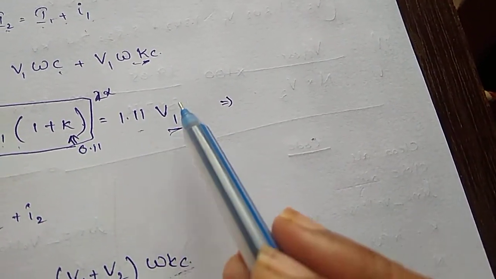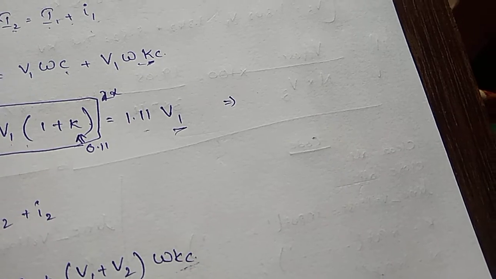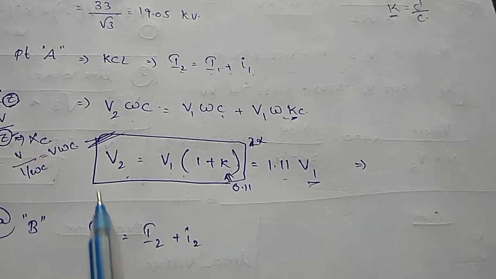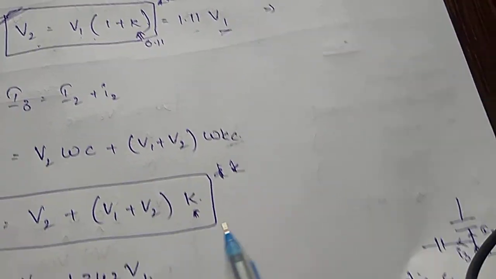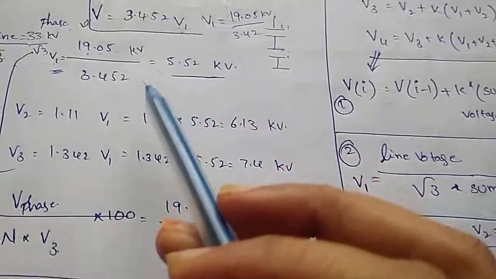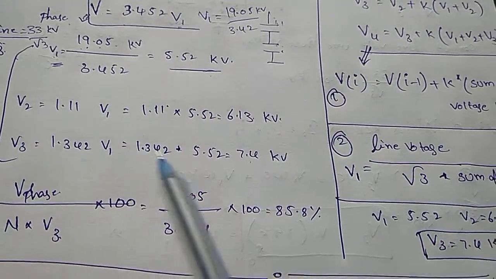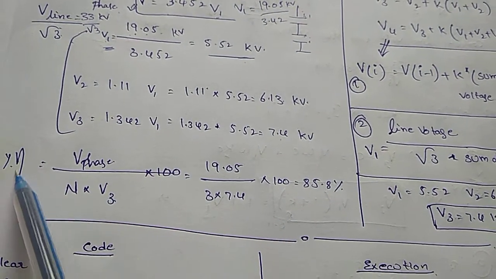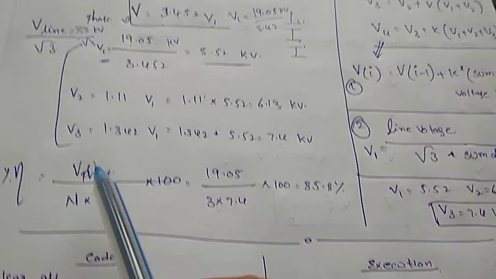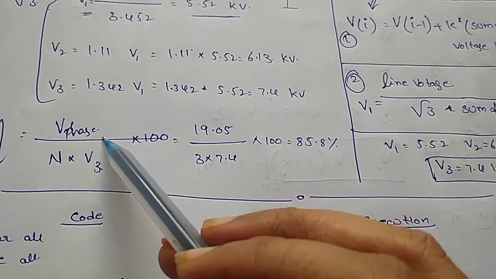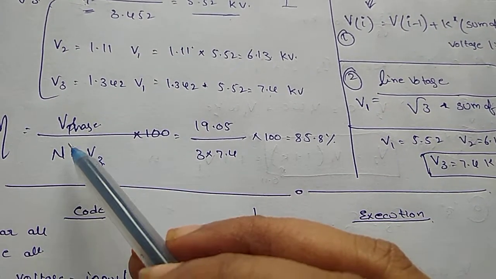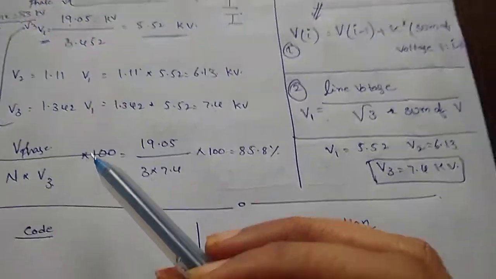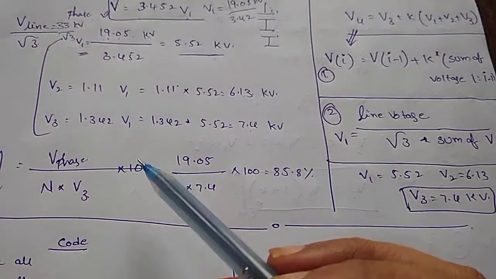V2 and V3, if I multiply this one, I can get my V2 and V3. Simply, I can get my V2 and V3. I am calculating V2 and V3 and I am finding my string efficiency.